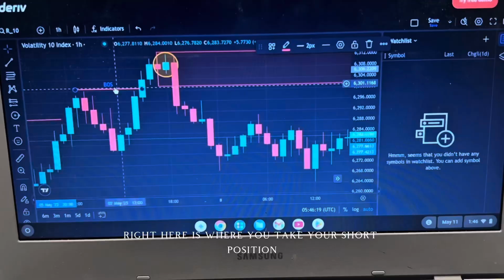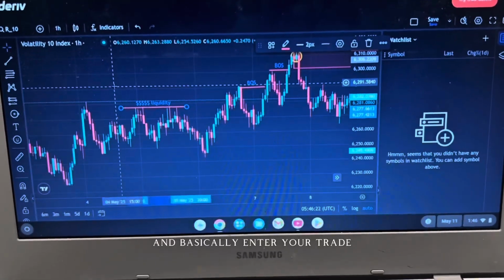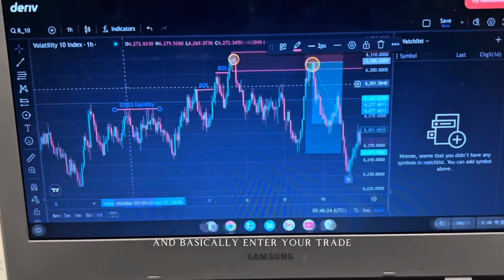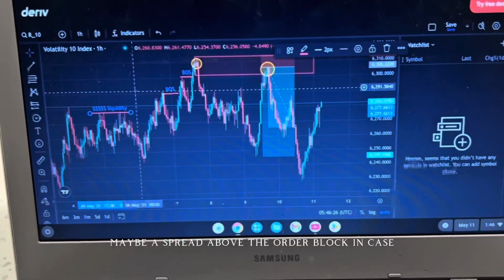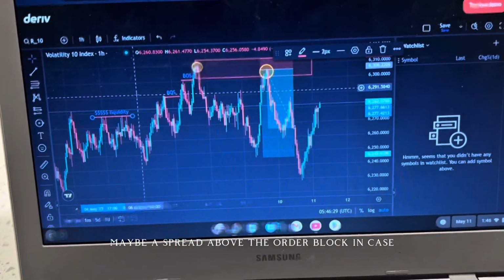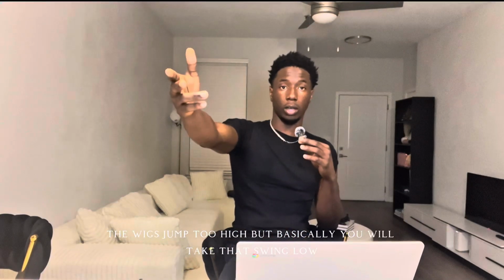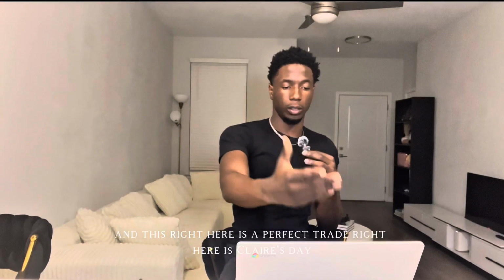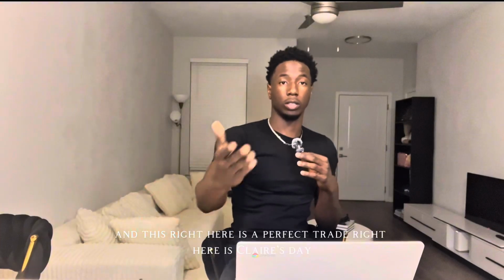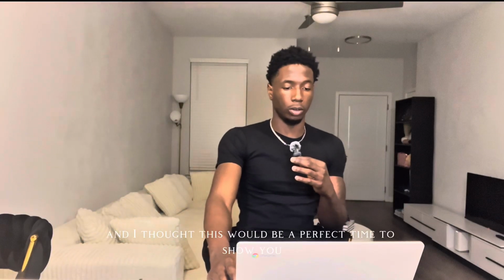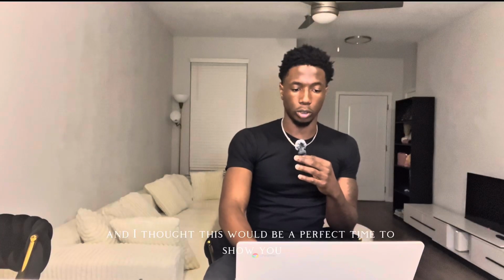Yeah. Right here is where you take your short position and basically enter your trade. Right here, you set your stop loss, maybe a spread above the order block in case the wicks jump too high. But basically, you will take that swing low, and this right here is a perfect trade. It's clear as day, and I thought this would be a perfect time to show you because it's still forming a third. So there's another chance to make money on this R10.